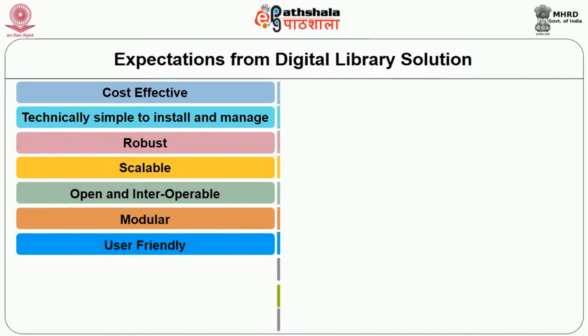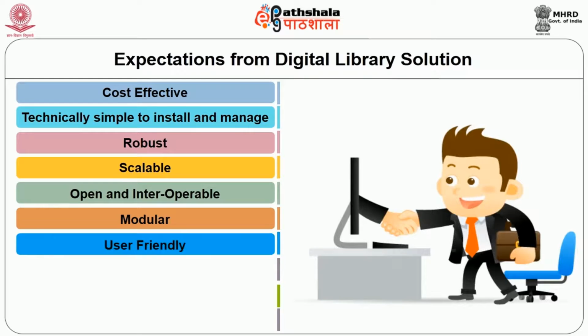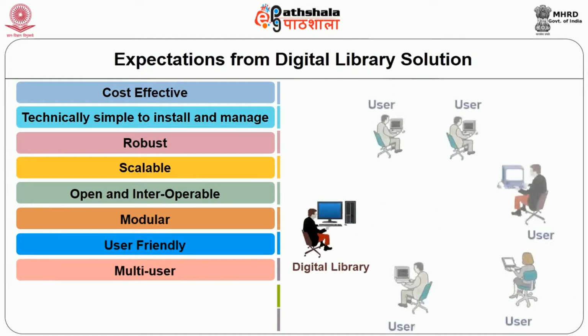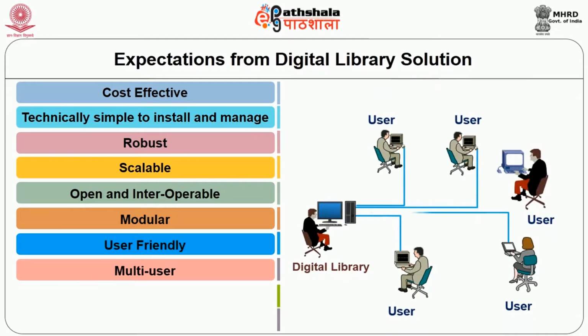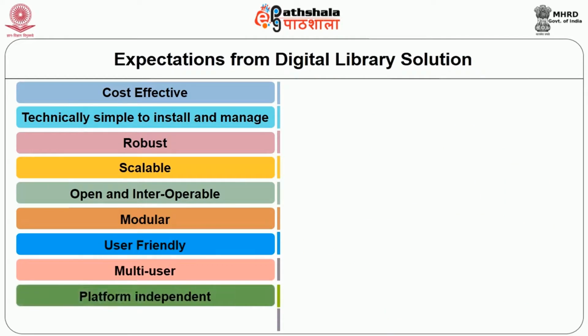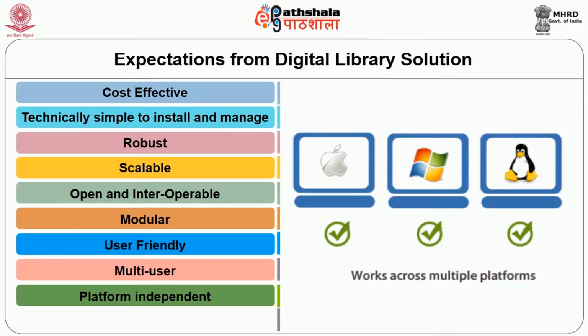And user friendliness. Everybody likes that. It should be very simple to use, like any other simple mailing program or search engine. Then multi-user, so that many users should be able to get it from the digital library. And platform independent, in the sense that the DSpace which you are going to install should be accessible from a Windows platform or Macintosh platform or Linux platform. So the software should be able to deliver to any kind of platform. That is called platform independent.